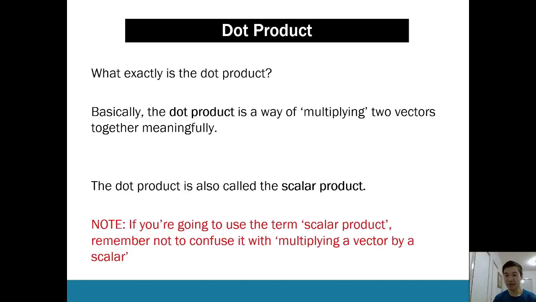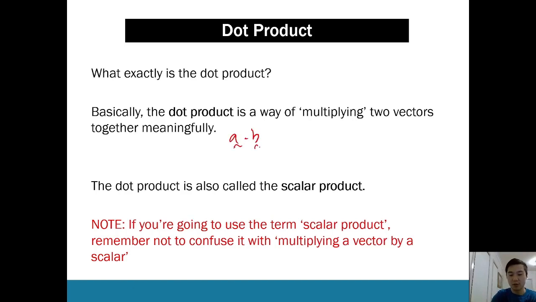So be careful, don't confuse the scalar product with multiplying a vector by a scalar. They're different things. The scalar product is a dot product, whereas multiplying by a scalar is just multiplying a vector with a scalar, as its name suggests, whereas the scalar product is the dot product.